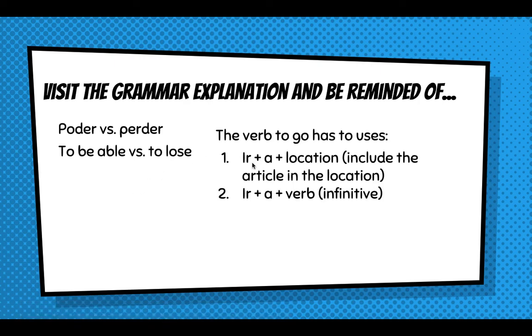The verb to go, we talked about the verb to go in structure 4.1. There are two different ways in which you can use the verb to go. You can go somewhere, so to a location. So you can say, yo voy a la escuela, always include the article in the location. O tú vas a la cafetería. O nosotros vamos a la clase.